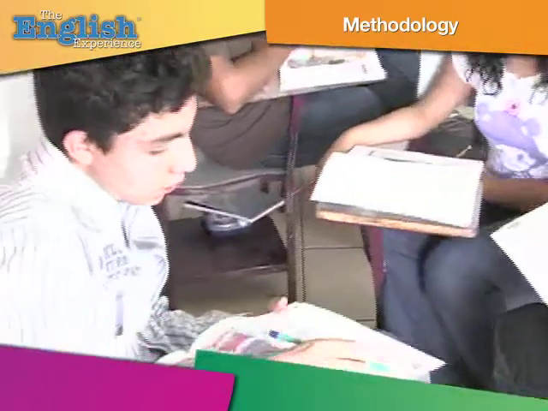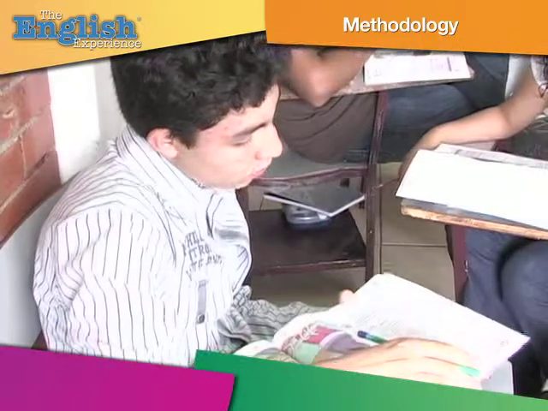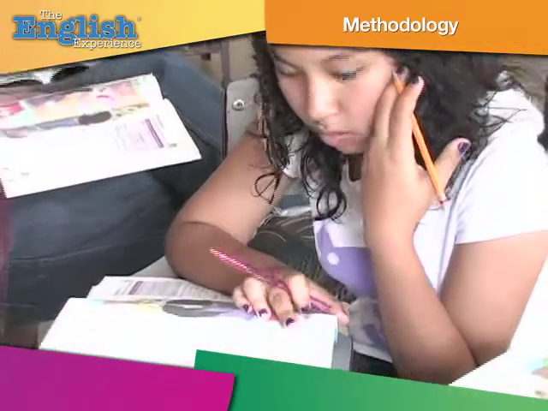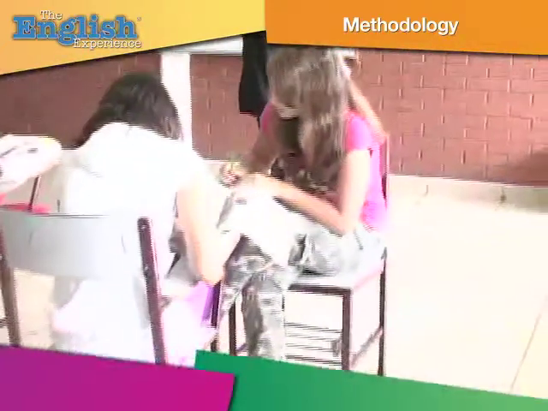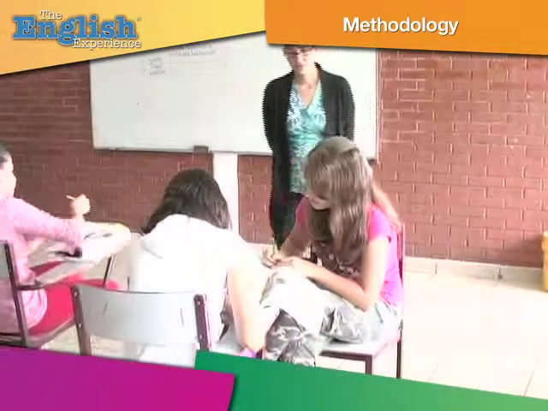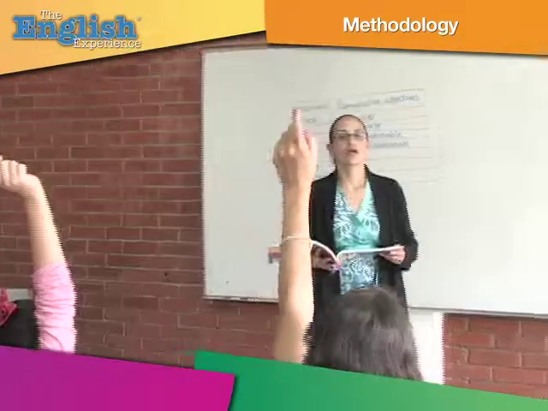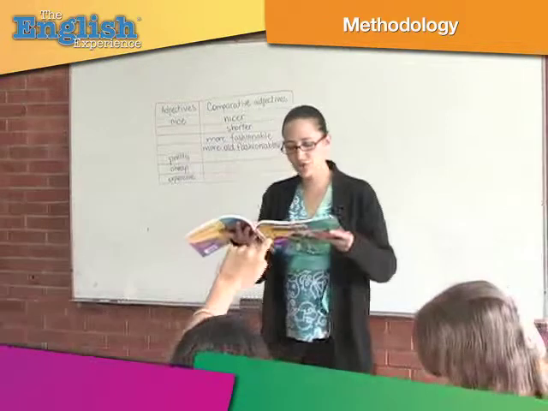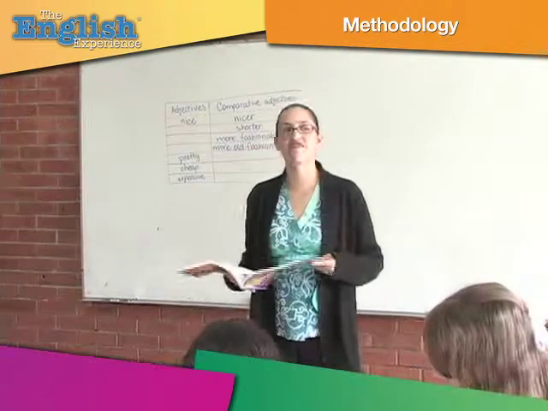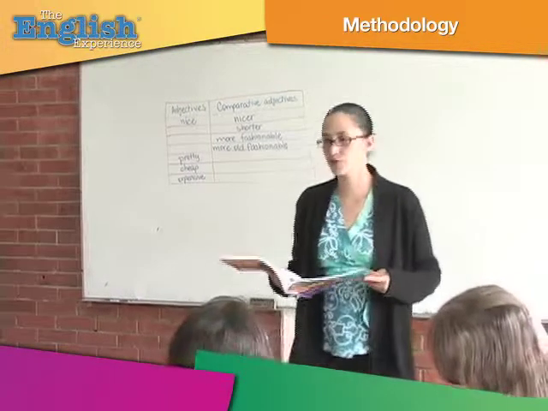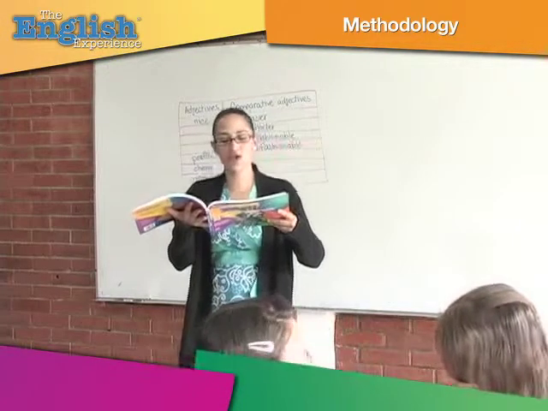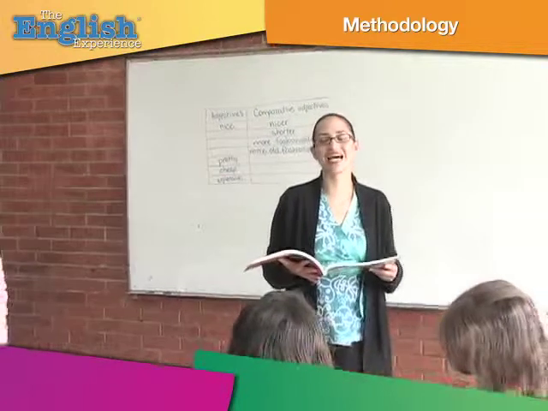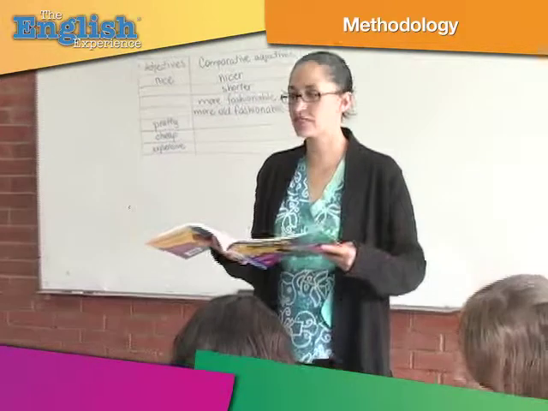Work in pairs, read the dialogue, and write true or false next to the sentence. Have you finished? No. Diana, number two. Sue thinks the red dress is fashionable. True. Yes. Gustavo, number three. Sue's mother prefers a classic design. True. Yes, it's true.